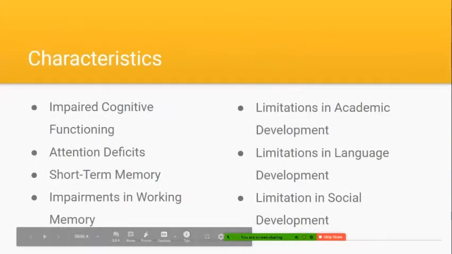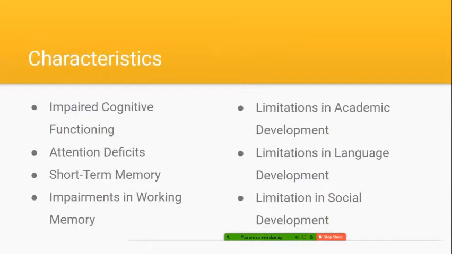And now we go to Araceli for the characteristics. So some of the characteristics of individuals with intellectual disability are having trouble remembering things, trouble learning new things, concentrating, or even making decisions that affect their everyday life.